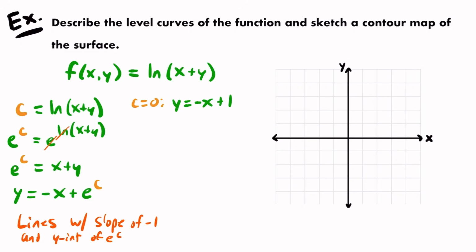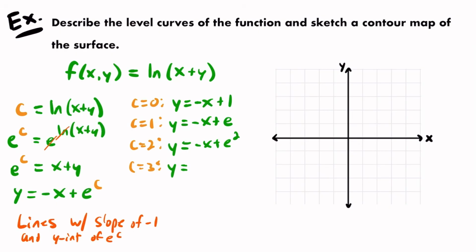That's pretty nice. Let's look at another value of c and find another level curve. I'm just going to use a spacing of 1 once again. So let's look at c equals positive 1. That will give us y equals negative x plus e to the first power, which would just be e. So we have negative x plus e. And then let's look at c equals 2. Remember to keep the same spacing between your c values. That way you get a nice contour map. In this case, we'll get y equals negative x plus e squared. And then let's do one more. C equals 3 will give us y equals negative x plus e cubed.